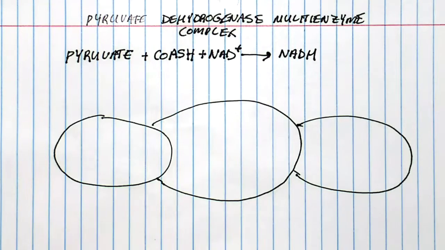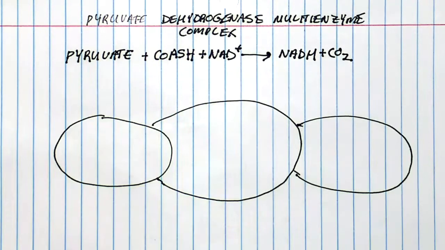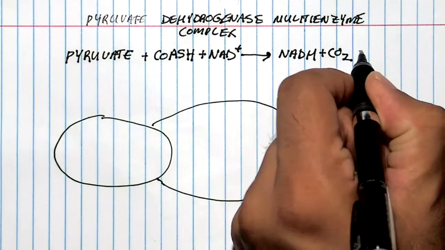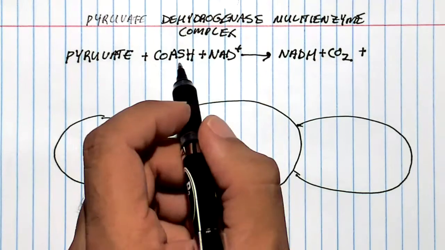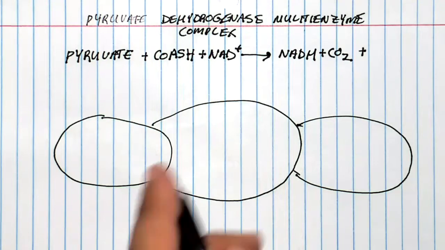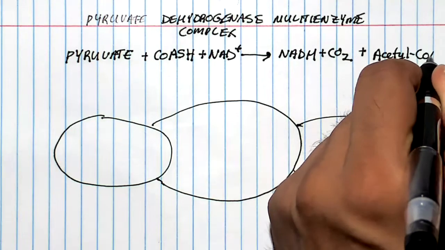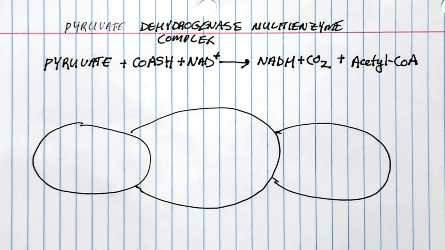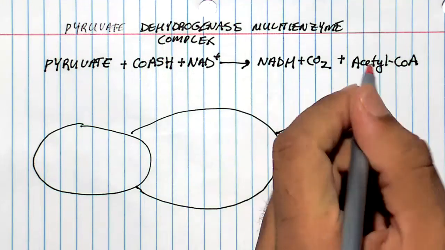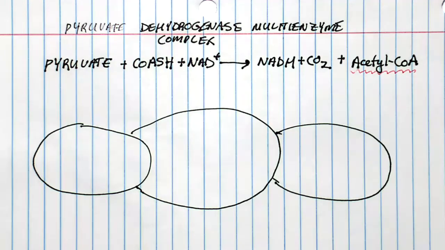You also cleave off a CO2. So it also is a decarboxylation. And then finally that pyruvate, after the CO2 is removed and it gets conjugated to this high energy thiol group, you have acetyl-CoA. So this acetyl-CoA actually can go straight into the TCA cycle, okay, which is advantageous for aerobic organisms.